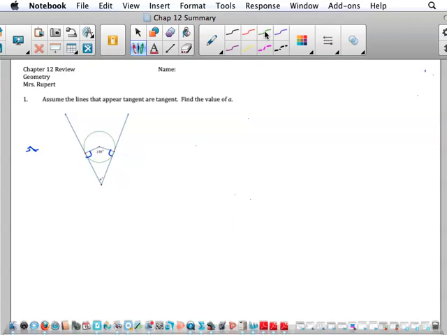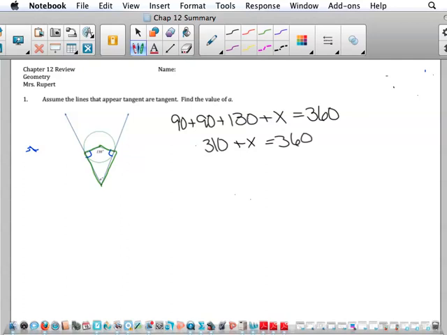So I have this quadrilateral now, right here. I have two right angles, and an angle that is 130 degrees, and x. The sum of the interior angles of a quadrilateral is 360. So therefore I have 90 plus 90 plus 130 is 310, plus x equals 360. So x is equal to 50 degrees, which is that angle measure.